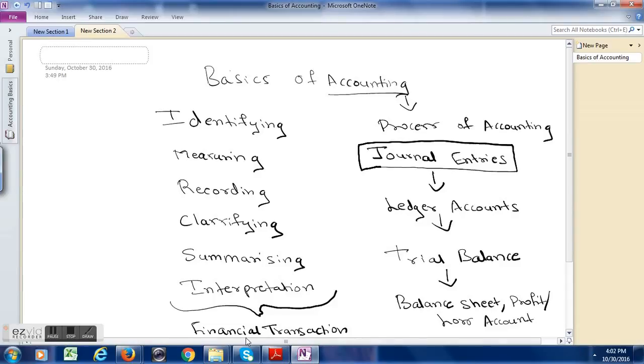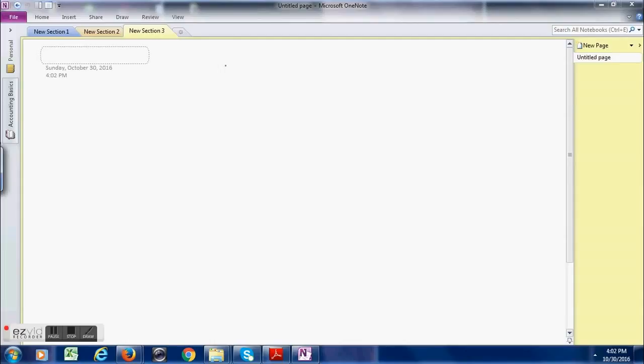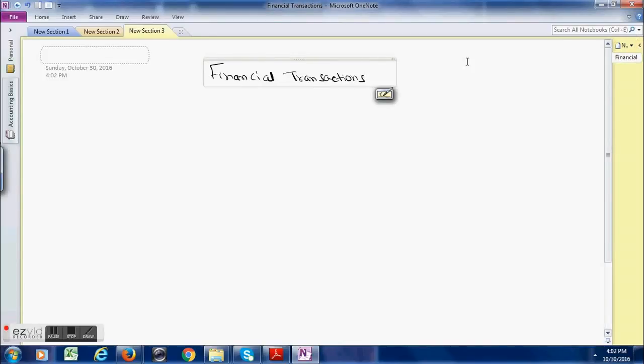Financial transactions are the events or activities which involve give and take, or a commitment or agreement to give and take money, goods, services or assets, either in the present or in the future.